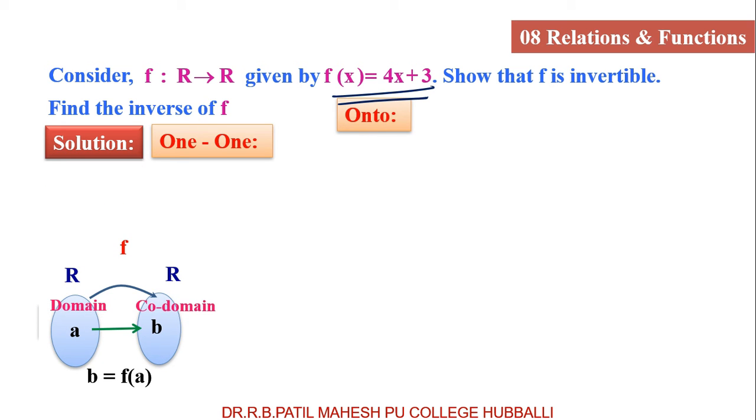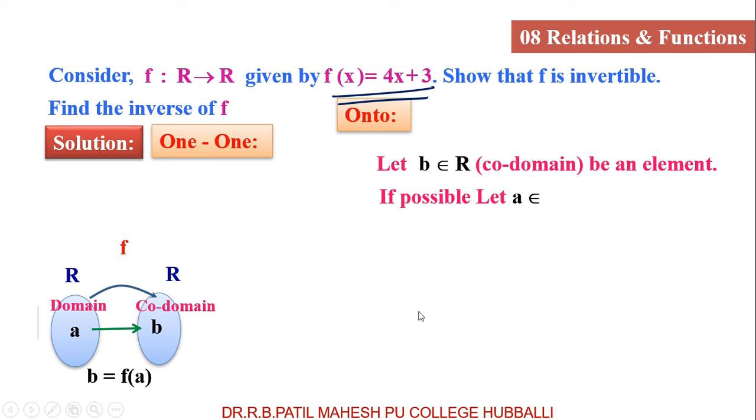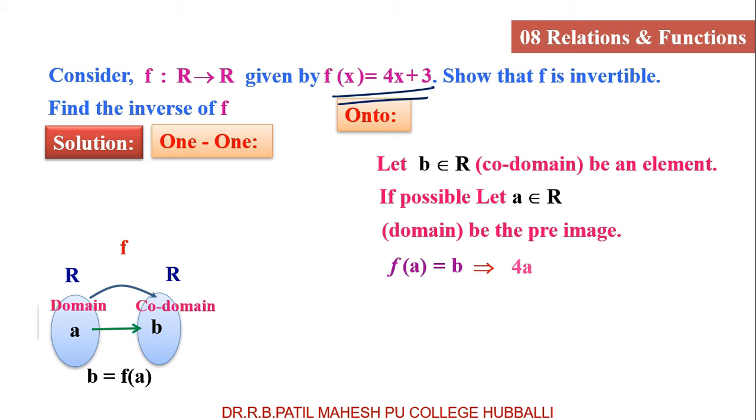Next, onto. To discuss the onto function, take the diagram f from R to R. Here the domain is capital R, the codomain is also capital R. a belongs to capital R means domain. b belongs to capital R, that is codomain. So here b is equal to f of a. Let b belonging to capital R, the codomain, be an element. If possible, let a belonging to capital R, that is domain, be the pre-image. So f of a is equal to b definitely. f of a is 4a plus 3 equal to b, and find out the a value.